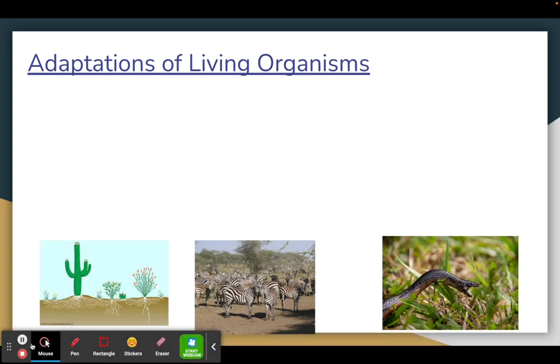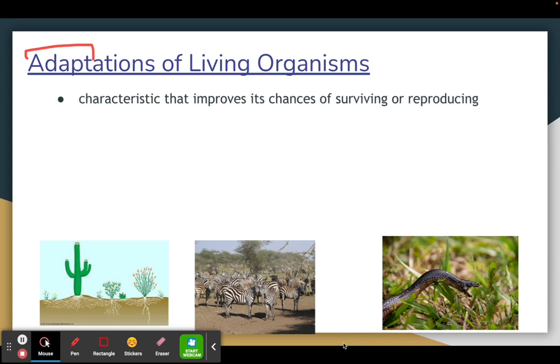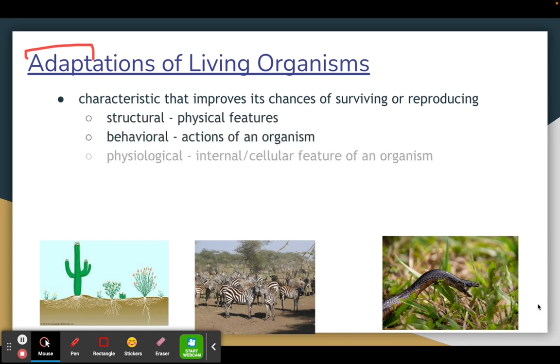And within the word adaptations, I'm sure you can see the word adapt. And that is probably a term that is familiar to you. Adaptations are basically going to be a characteristic that improves an organism's chance of surviving or reproducing. So things that can adapt or potentially evolve or change over time. These characteristics that can help them improve, there's actually three we're going to focus on.